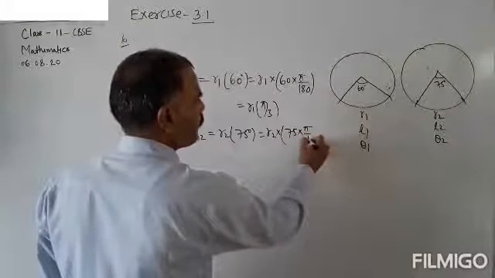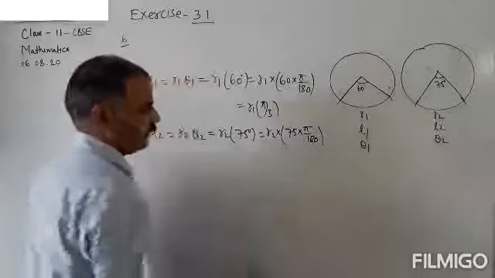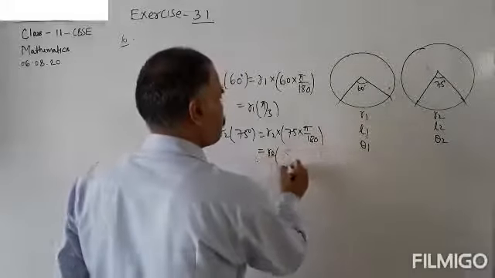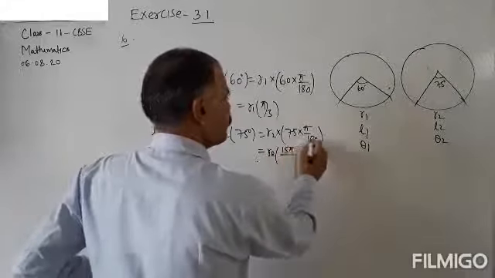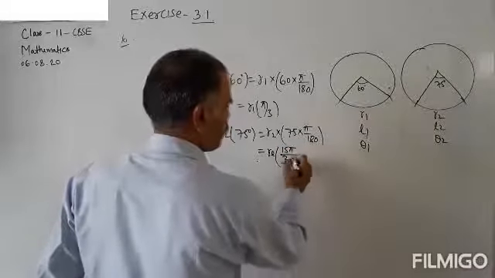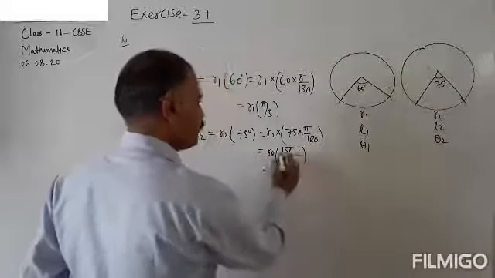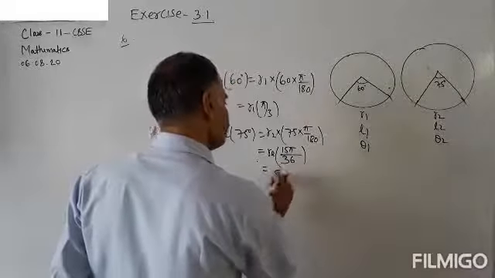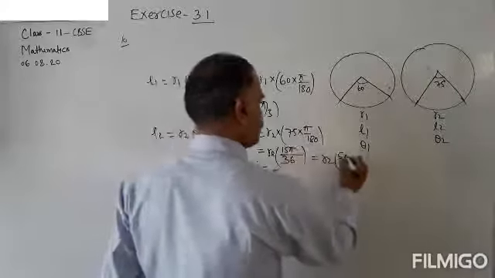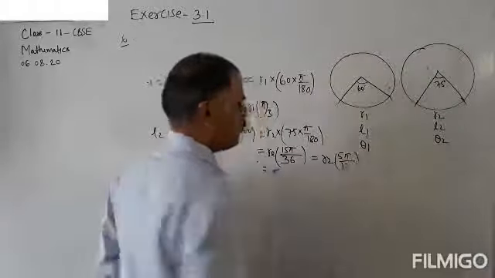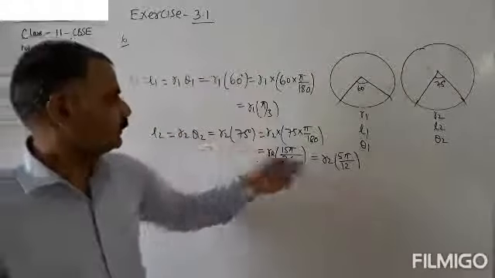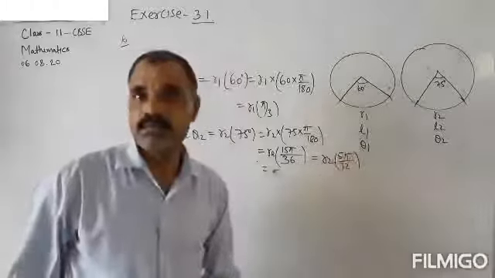Now L2 is equal to R2 theta 2, R2 into theta 2, that is 75 degrees, R2 into 75 into pi upon 180. After cancelling, we will have R2 into 15 pi upon 36, which gives 5 pi upon 12. So L2 is equal to R2 into 5 pi upon 12.